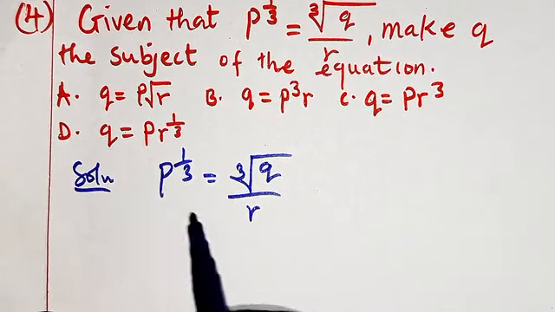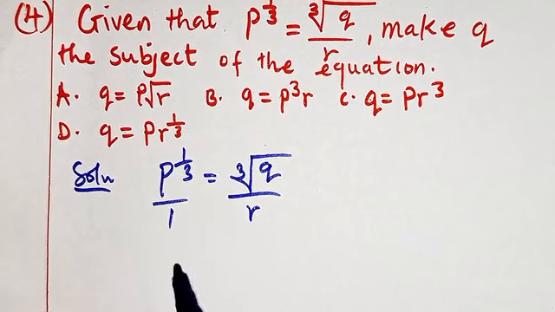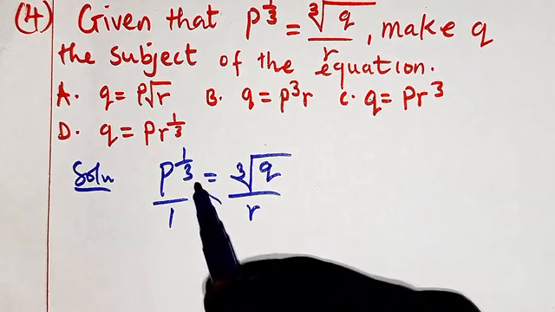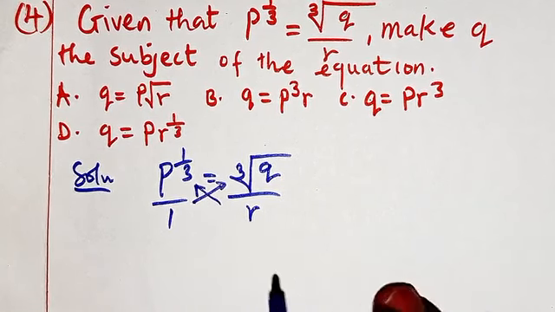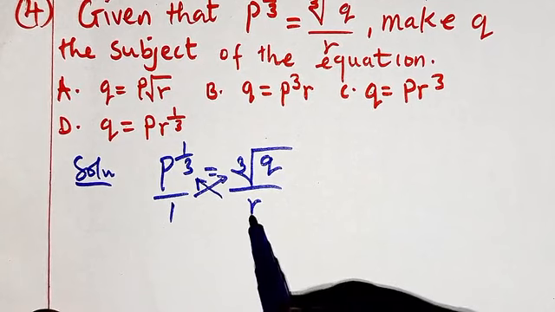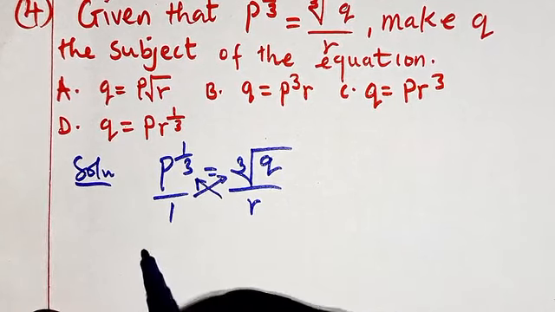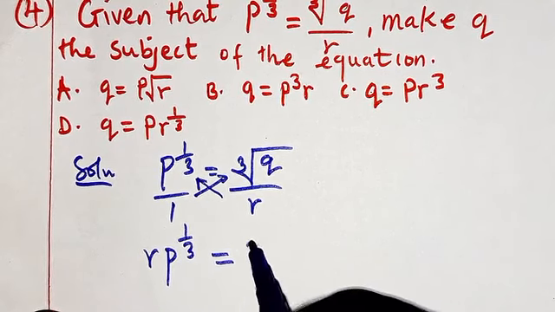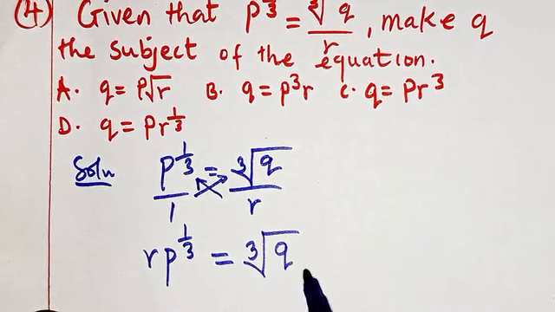So I'm going to cross multiply. I will write this as over 1. Cross multiply means r will multiply this, this will multiply this, and this will multiply this. That's cross multiplication. So this is going to be r times r p to power 1 over 3 equals, you have the cube root of q.